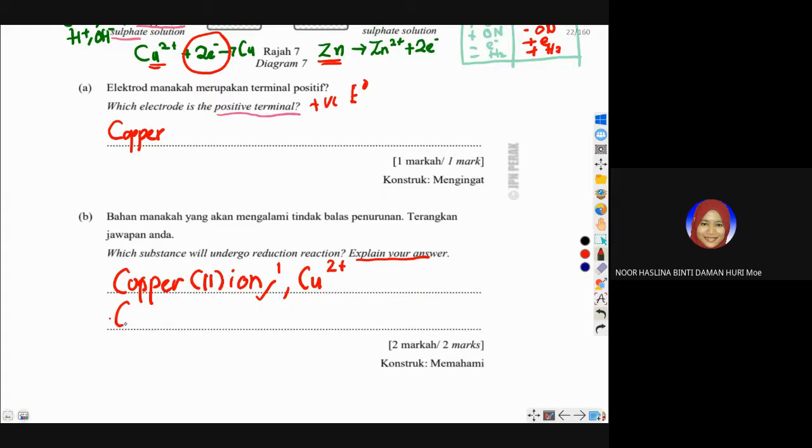Copper(II) ion receives electrons. Don't make a mistake. Copper(II) ion only receives electron, not receive valence electron. Copper(II) ion receives electron. So you get 1 mark. Another mark. So you can get 2 marks here.